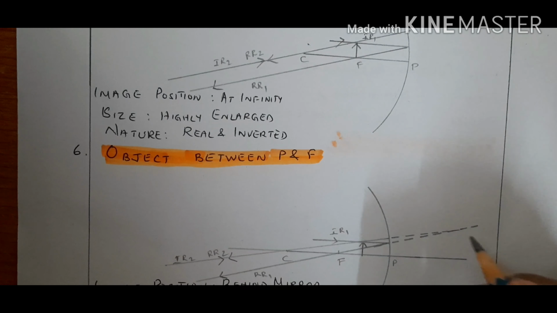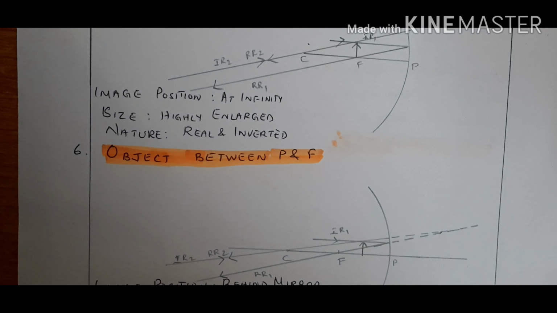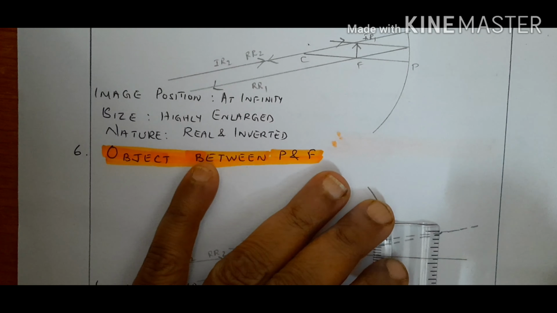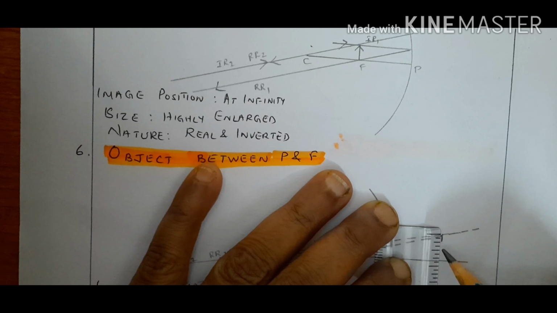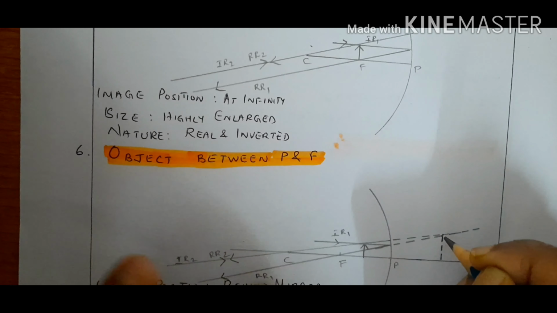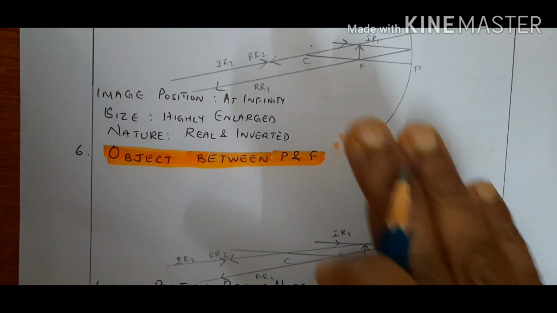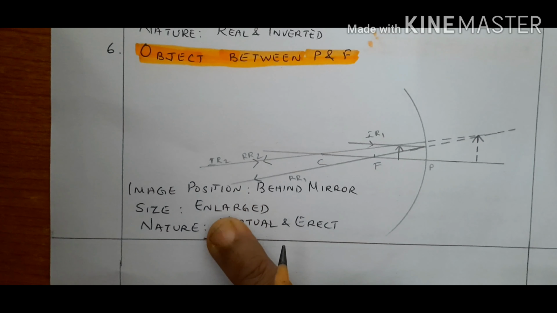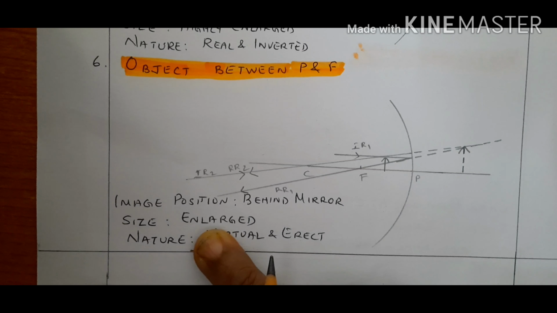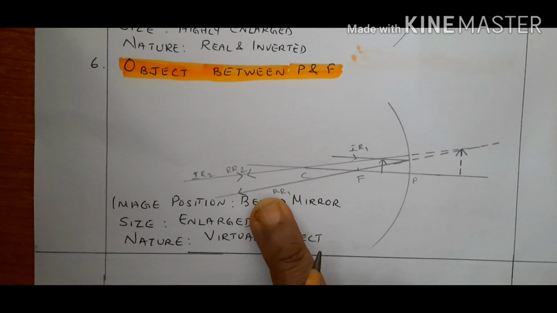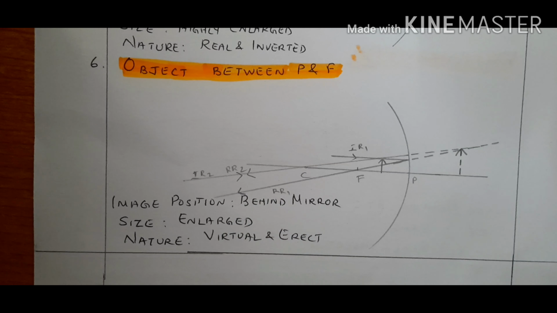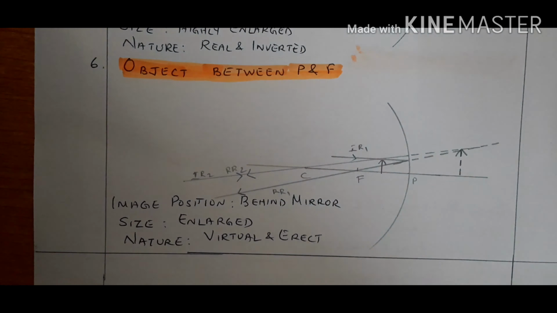Now, these two rays, I'll find that they are meeting here at this point. And I'm going to draw the image here. Now, since, as I told, it is formed behind the mirror, the image formed is not the actual image, but it is a virtual image. Okay, and again, we'll say that the image is larger than the object. The position is behind the mirror. So, it is virtual and erect.